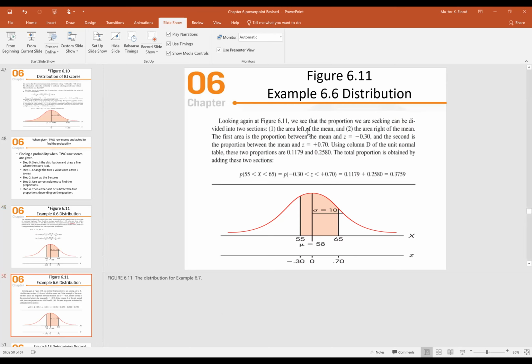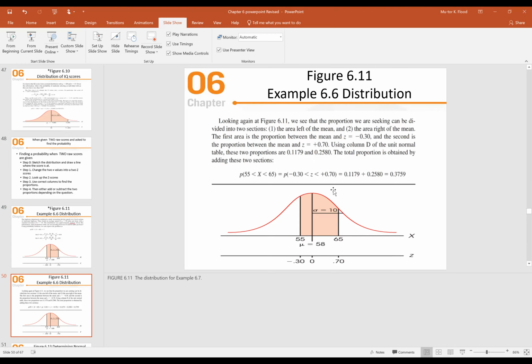Okay. So in this one, we see that the proportion we are seeking can be divided into two sections. One is the area left of the mean, and two is the area right of the mean. So the first area is the proportion between the mean and negative 0.30. And the second is the proportion between the mean and positive 0.70. For this, we're going to use column D of the unit normal table. These two proportions are going to end up being 0.1179 and 0.2580.